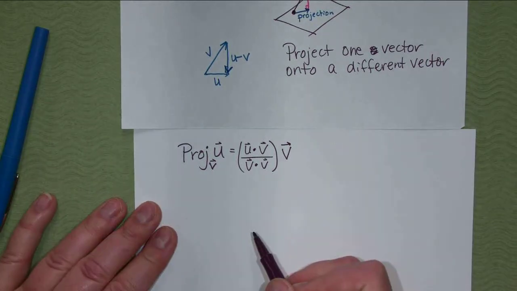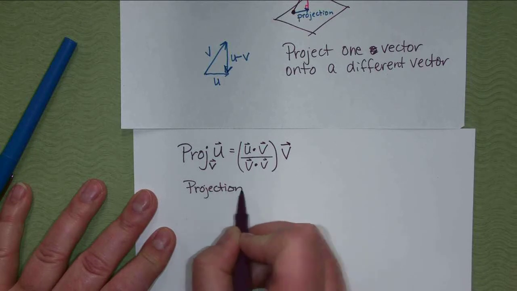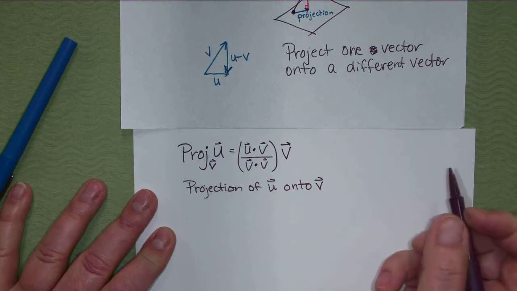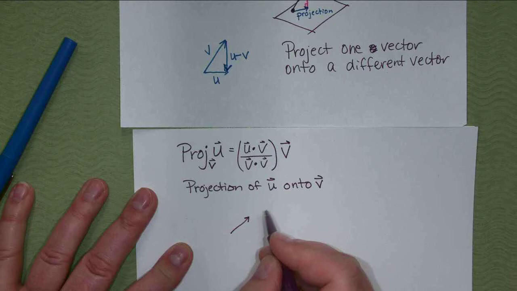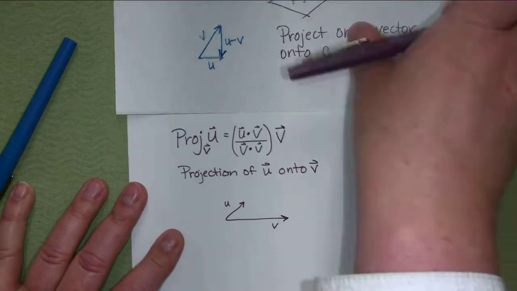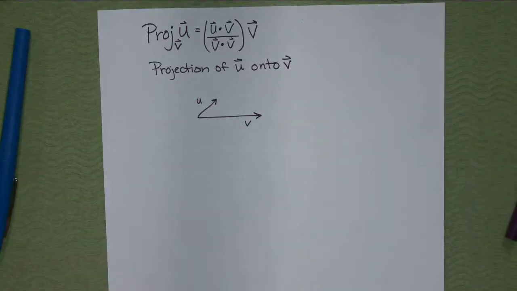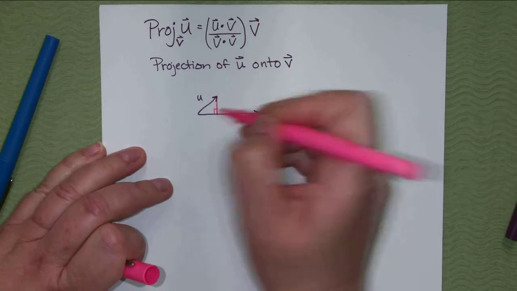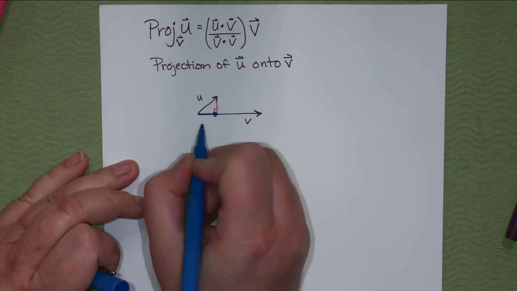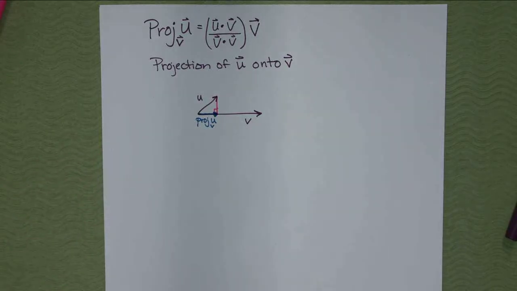Okay. So I'll let you write that down. I'll write how you would read this. Projection of U onto V. So if we have U and we're projecting onto V, I'll just make V long so we can see it. So let's use a different color. So we project down, that's perpendicular. This piece right here is the projection of U onto V. Just that small piece of V.